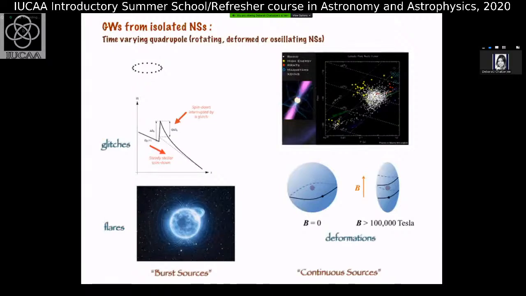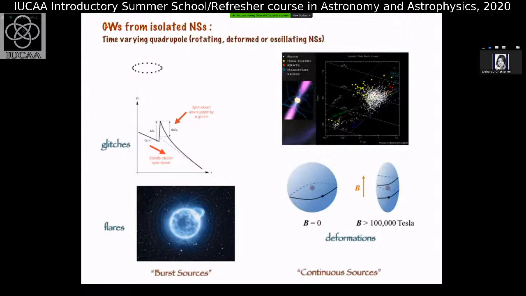And what we need is a time-varying quadrupole. So a rotating, deformed, or oscillating neutron star will produce such a time-varying quadrupole, which will emit gravitational waves. So neutron stars can be deformed in various different ways. So in the picture on the top left, you can see the spinning down of a neutron star, so basically the frequency versus time.